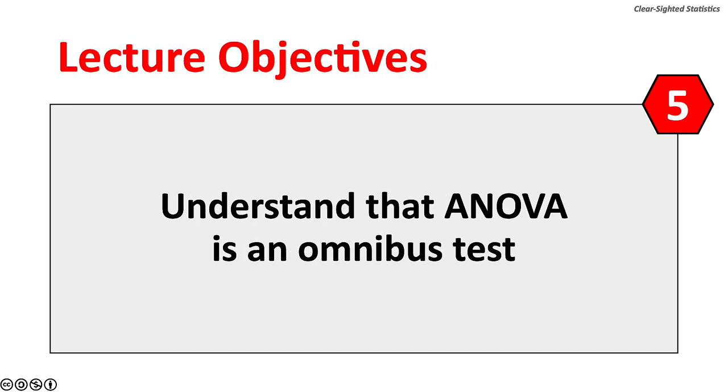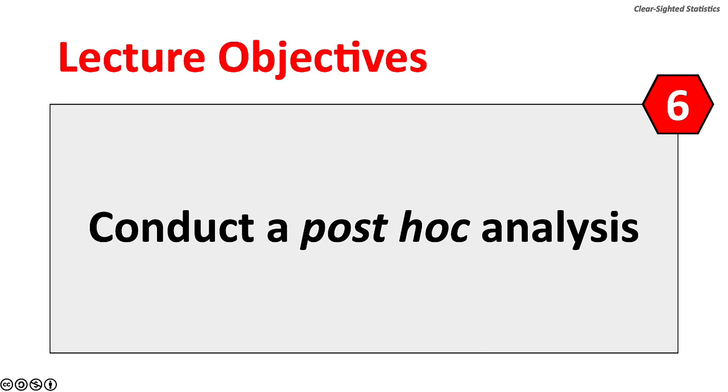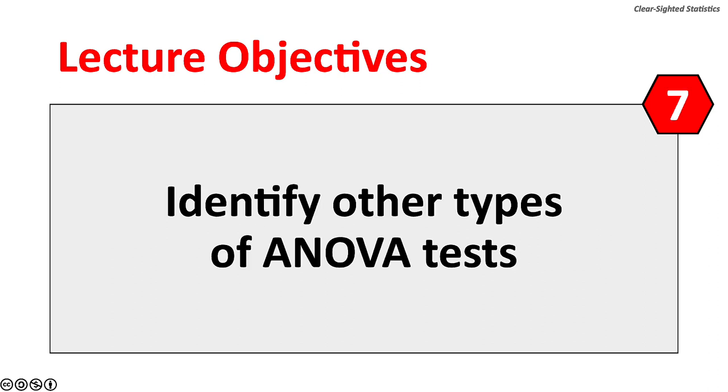5. You will understand that ANOVA is an omnibus test. This means that when you are testing 3 or more treatments, the ANOVA test will not tell you which, if any, of the treatment pairs are unequal. You can use ANOVA to test just 2 treatments, in which case you would know which treatment means are unequal should the null hypothesis be rejected. 6. We will conduct a post-hoc analysis should the null hypothesis be rejected. 7. Other types of ANOVA tests will be identified.